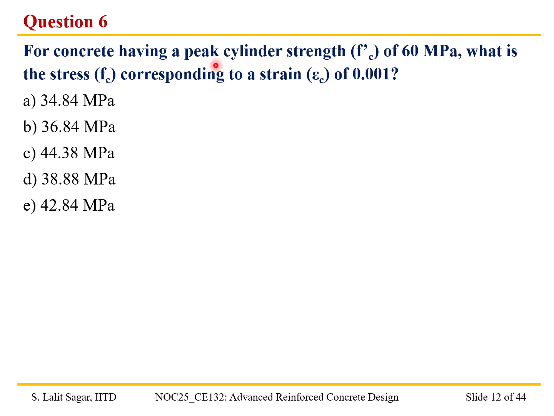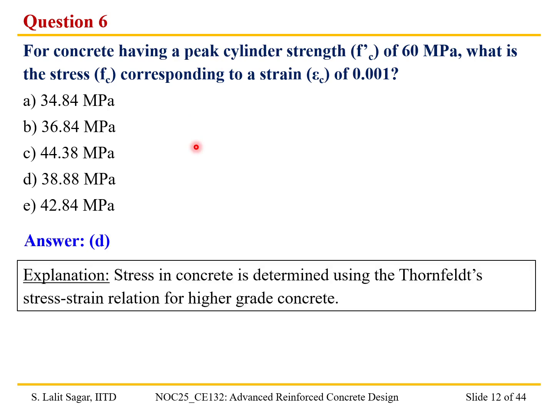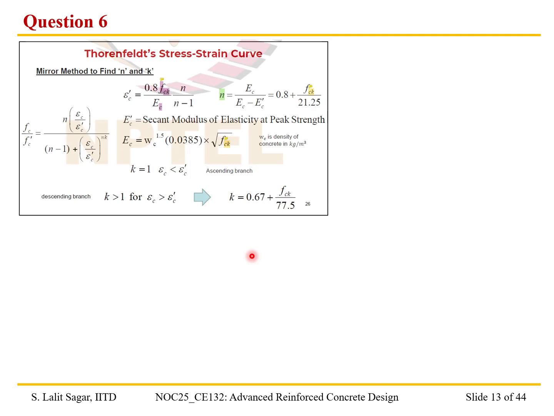Okay, so I'm going to give the solution and start solving the problem simultaneously so that we can save time. For this, the correct answer was option D. As I said, the stress in concrete or FC is determined using the Thornfield stress strain relation for high grade concrete, right? So we have this equation.